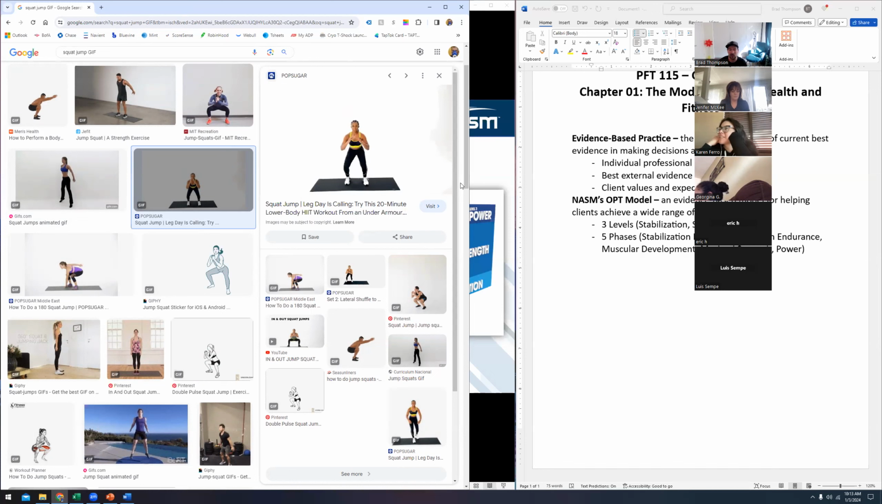So how do you know which one to use with each individual client? Well, it depends on what level they're in.